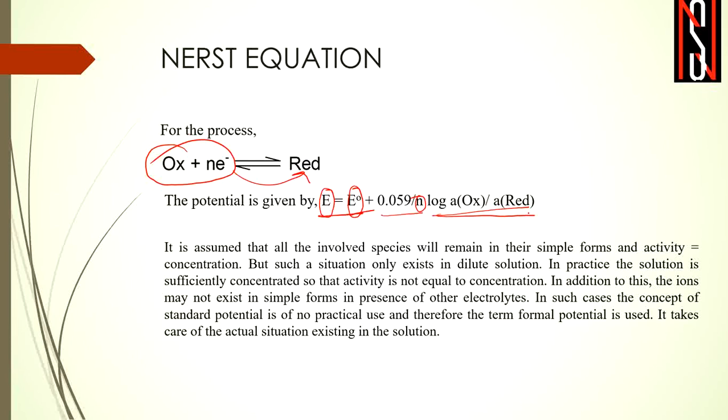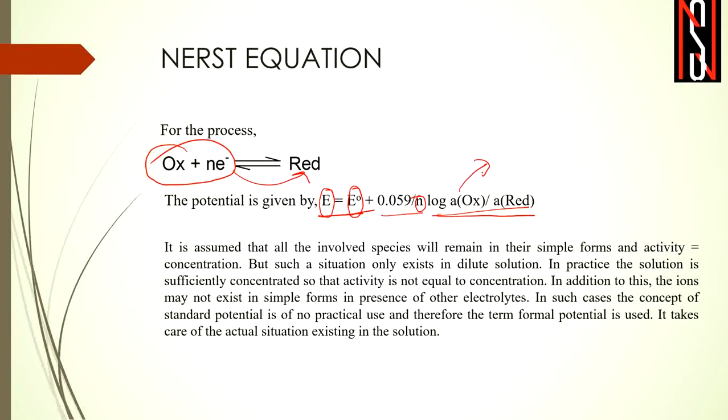So for the process where the oxidized form plus n electrons is converted into the reduced form, the potential can be given by E equals E0 plus 0.059 by n into log of activity of oxidized form by activity of reduced form. Now if someone assumes that all the involved species remain in their simple forms, then this activity can be converted into concentration. We have already discussed in our previous class when activity can be considered as concentration.